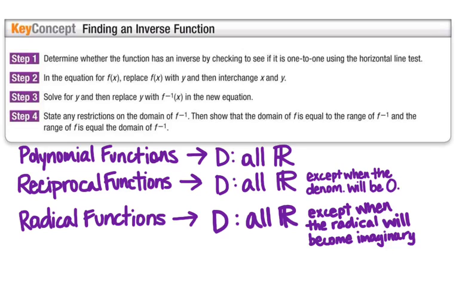The other option is a radical function, so if it has a square root in it, then that's going to be all reals also, except whatever will make the underneath of the radical become imaginary. So you usually set whatever is underneath the radical greater than or equal to 0 and solve that inequality. That will give you what your domain should be. So let's look at some examples of finding the inverse of a function.